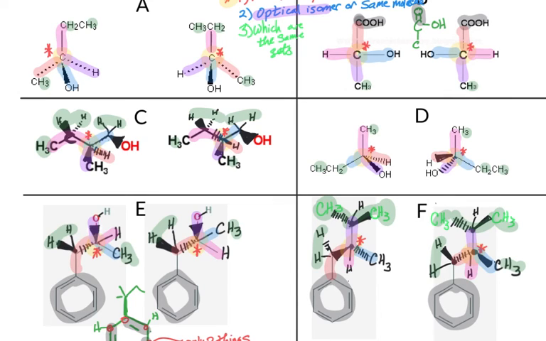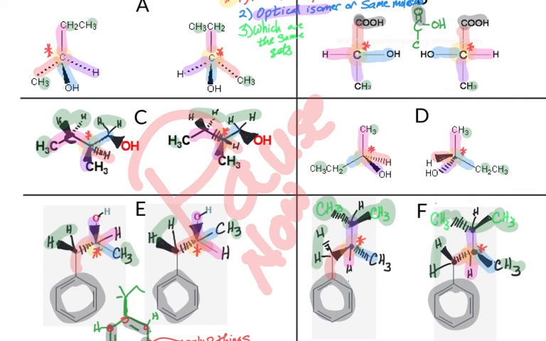Because it's a little more difficult to decide if it's an optical isomer or the same, I'm going to do each one individually. So we'll start with just A. After you return, we'll go over A, and then you can pause the video again for part B.